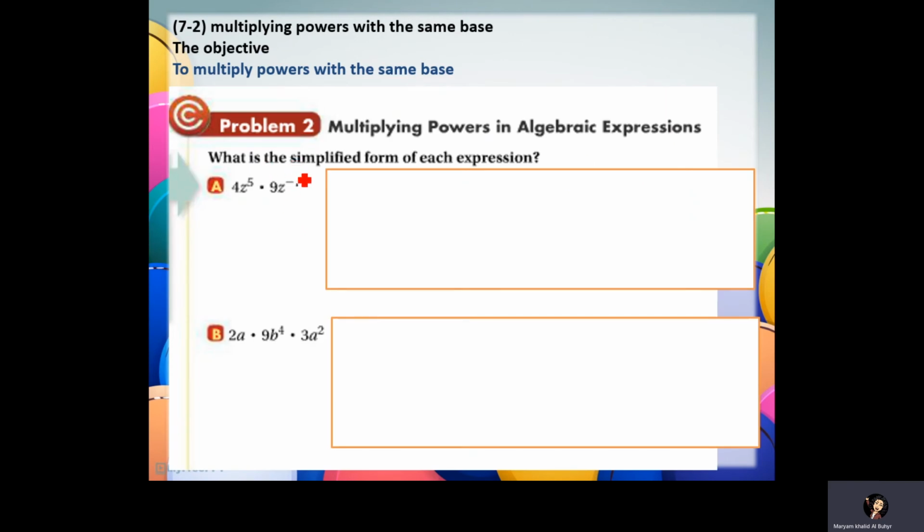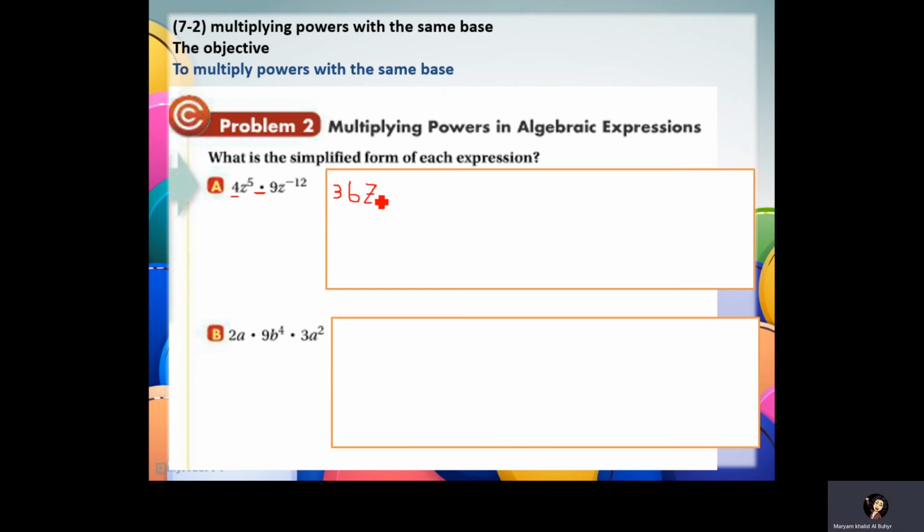Let's see if we have algebraic expressions. Look at this. We need to simplify it. Focus step by step. Step 1. If you have numbers, multiply them. If there is multiplication between them, you don't need to get confused and say, Miss, these are not like terms. No, we don't have addition. We have multiplication. So step 1, multiply the numbers that you have. So 4 times 9, 36. I multiplied the numbers.